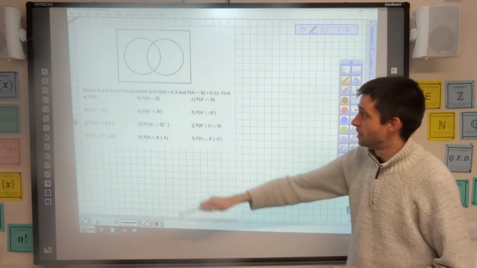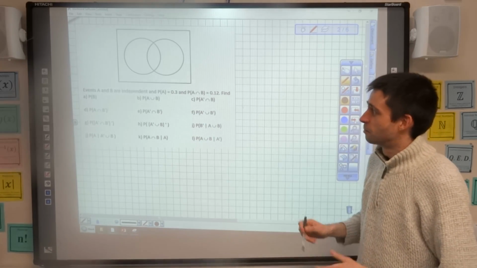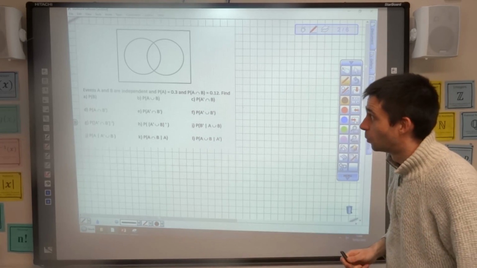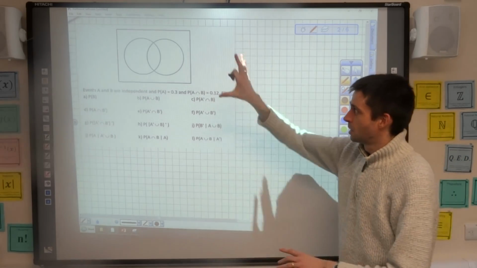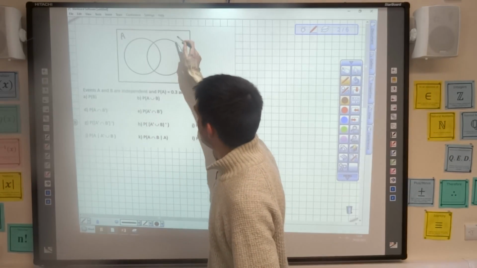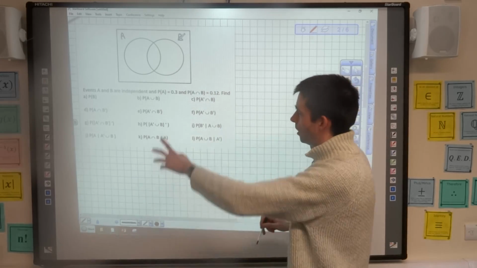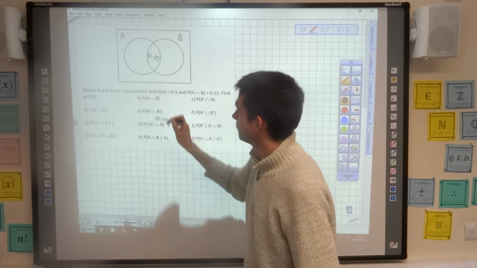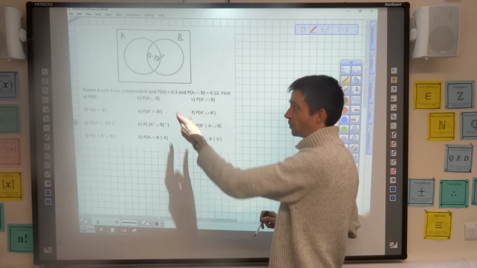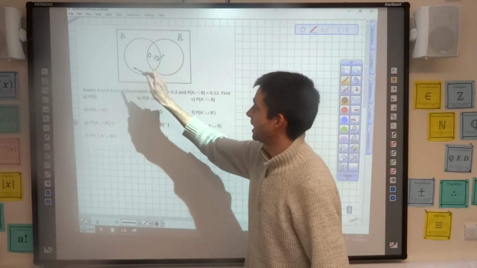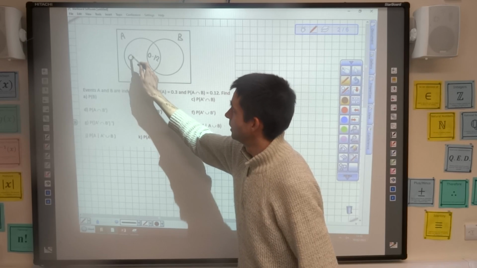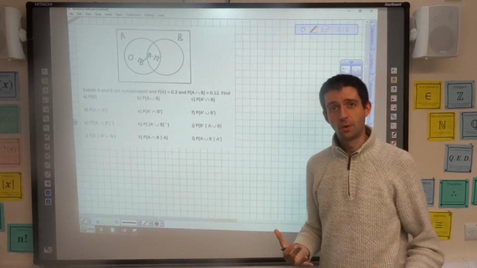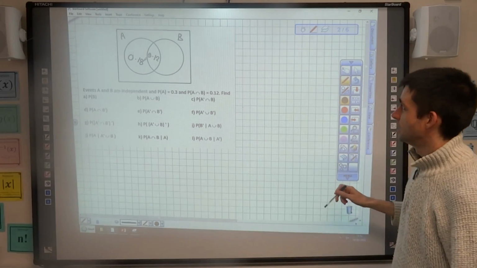We've been given that events A and B are independent, and the probability of A is 0.3, and the probability of A intersect B is 0.12. So before I do anything else, I'm going to label this Venn diagram with event A and event B. I've been given that the intersection of A and B is 0.12, so that goes in the middle. And I've been given that the probability of A is 0.3. Now bear in mind that's the whole A section here, so it's not 0.3 there, it's 0.18, because the 0.18 and the 0.12 add to 0.3 in total. Okay, so that's a good start.